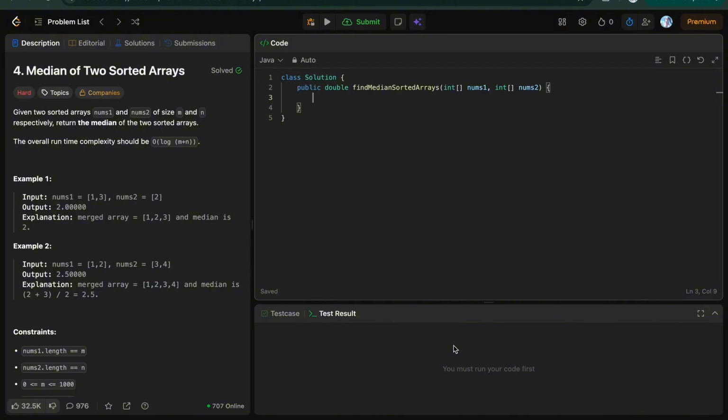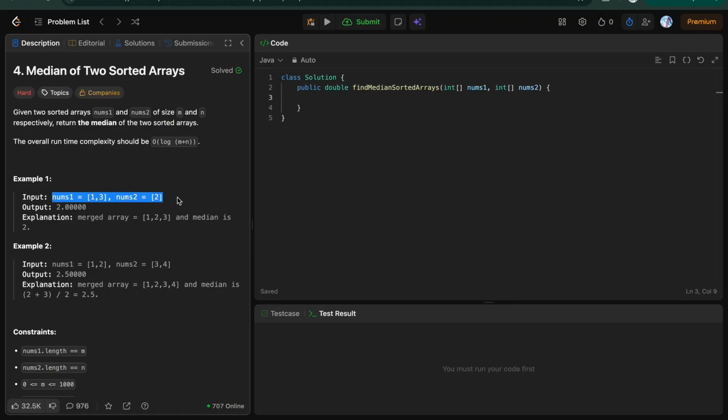LeetCode number 4, Median of Two Sorted Arrays. Given two sorted arrays, nums1 and nums2, of size m and n respectively, return the median of the two sorted arrays. The overall runtime complexity should be O(log(m+n)). And then here what we have is example 1.